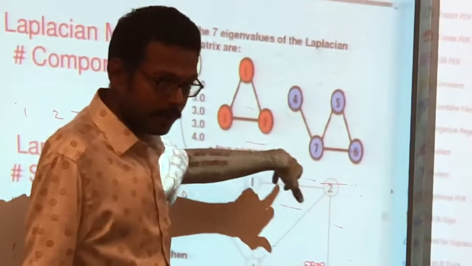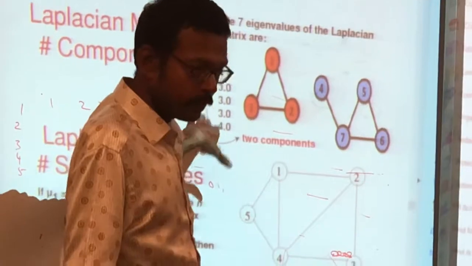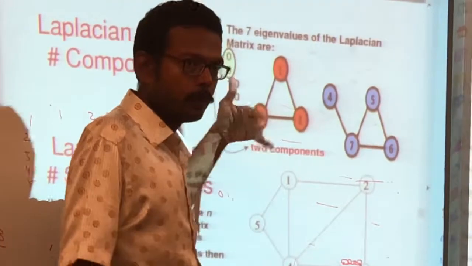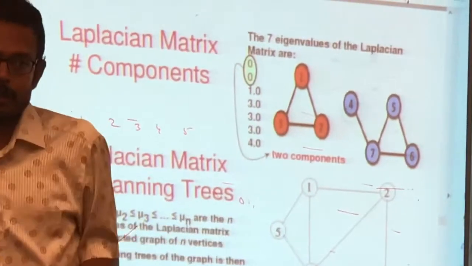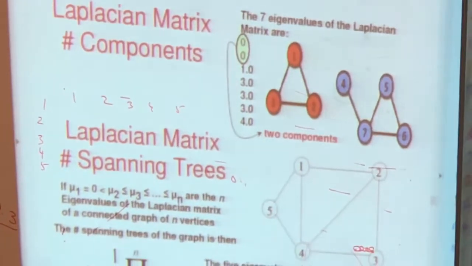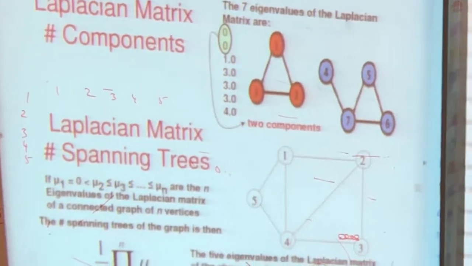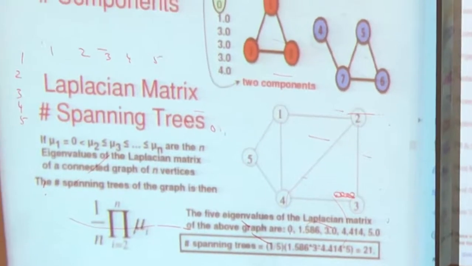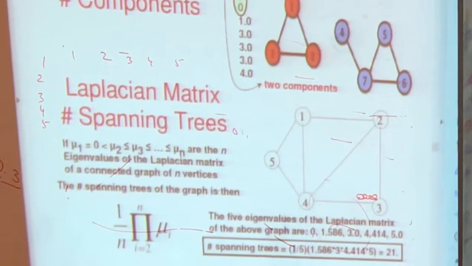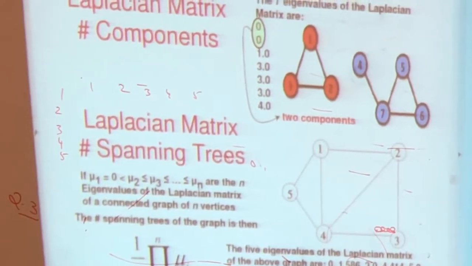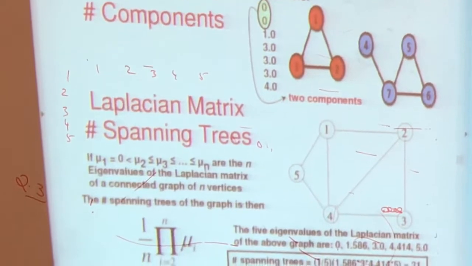If the graph is not connected, just find out the eigenvalues and count the number of zeros. That will give you the number of components. That's a good thing. Instead of running first search, you can now find the number of components. 2 components, it has 3. Only 2 zeros. No, it has 3. 1, 2, 3, 3 components, right?